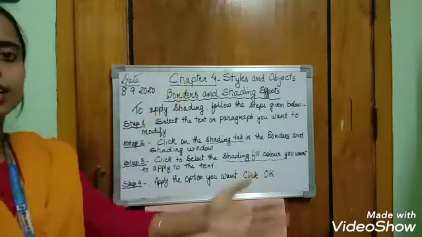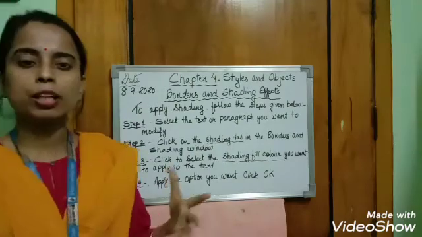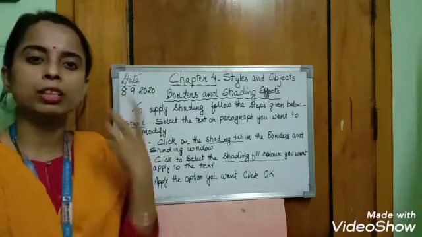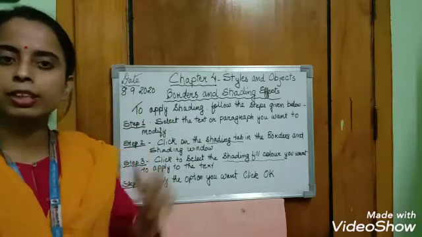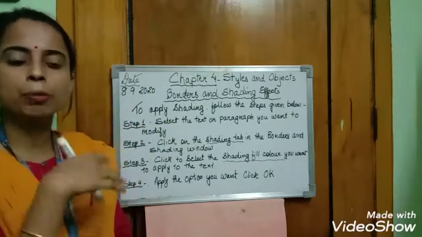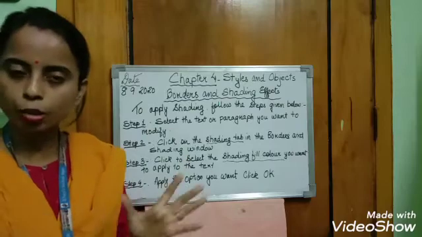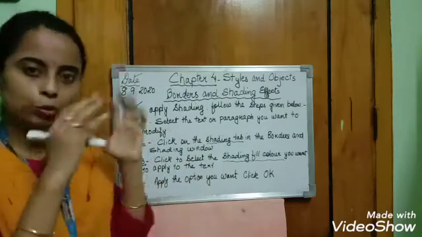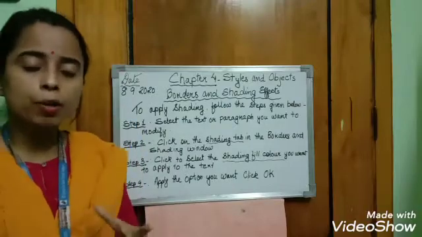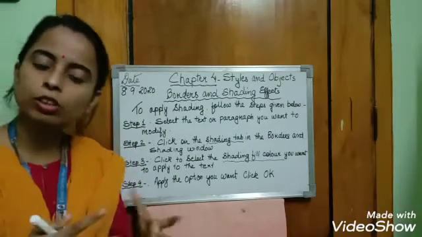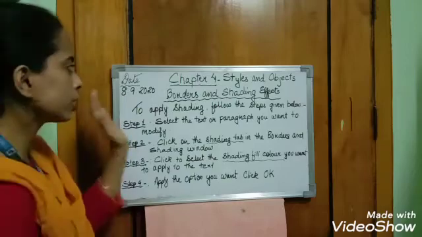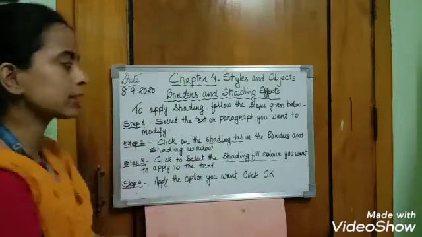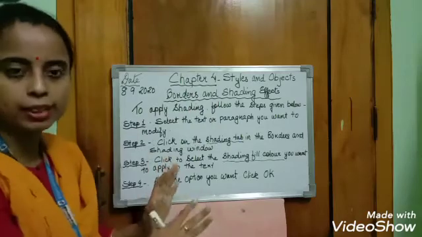So in our last class, what have we learned? We have learned about how to insert shapes and symbols in our document. Certain steps I have explained to you to insert the shapes in a Word document, then how to insert the characters and symbols in a Word document. There are also steps I have explained to you. Now these are another effect, border and shading effect. In today's class I have explained to you how to apply this.